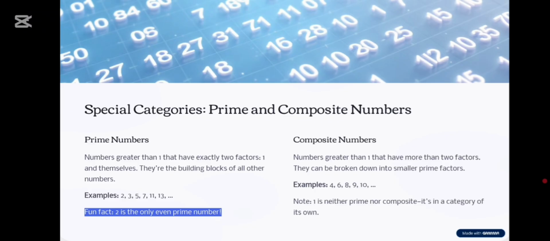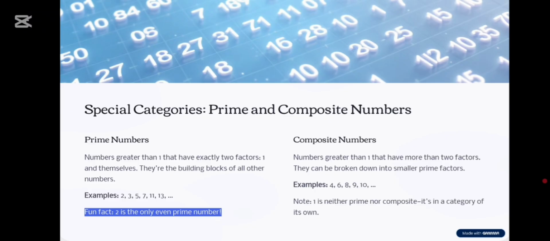Same applies to 6. 6 also has more than 2 factors, which are 1, 2, 3, and 6 itself. Same applies to 8, 9, and 10. They have more than 2 factors. Now one thing that we really need to take note of is that 1 is neither prime nor composite.